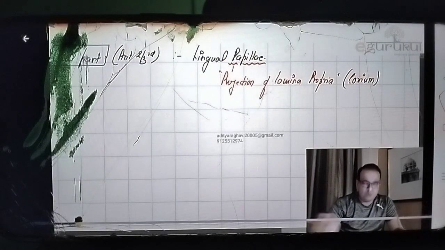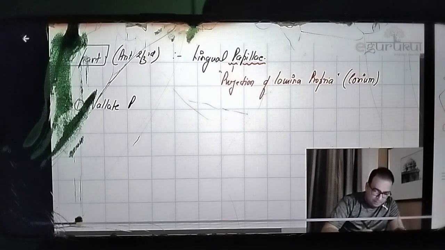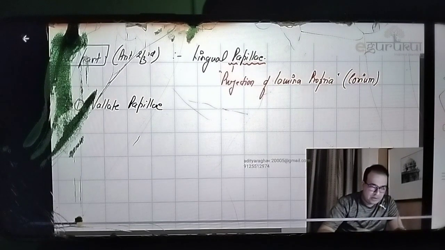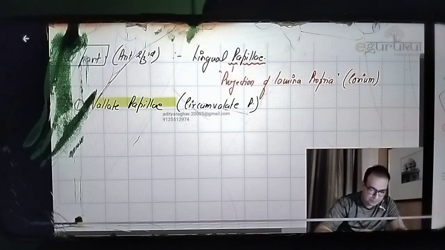Now these lingual papillae, I'm sure you must have read about them in your +1/+2 also. There are 4 types of papillae we have. The first one here is called valate papillae. We can also call it circumvallate because of the circular shape. So valate or circumvallate papillae, that's the first one.